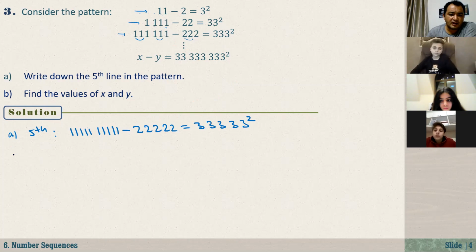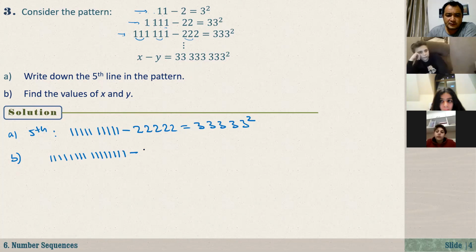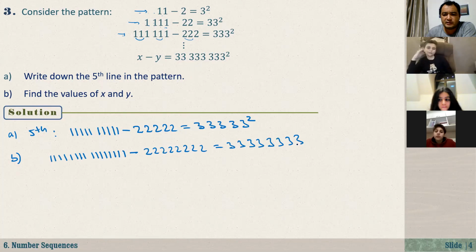And here it says find the value of x and y. So how can I know how many ones here? 1, 2, 8, right? So that means that's 16 ones. 1, 2, 3, 4, 5, 6, 7, 8 minus 1, 2, 3, 4, 5, 6, 7, 8 equals 1, 2, 3, 4, 5, 6, 7, 8 squared. Okay, so what is the value of x? X equals this. And how about y? Y equals this.